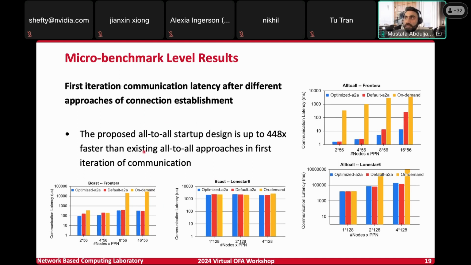And as I mentioned, the first iteration latency can make a difference because for on-demand, it takes more time as you're doing that connection establishment just before the communication. So with the all-to-all startup design, we're getting up to 400x faster execution time of the all-to-all, and as well as for the broadcast, we're seeing noticeable benefits. And here we're also showing just the first iterations, as opposed to what we showed previously of the average of all iterations. And you can notice the dramatic differences between on-demand and the optimized all-to-all connection establishment, given the all-to-all benchmark.